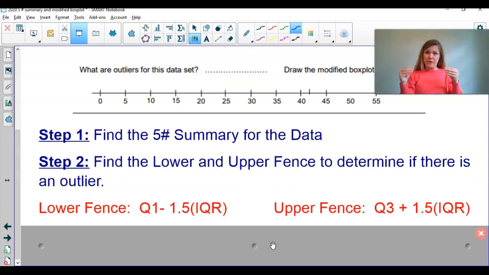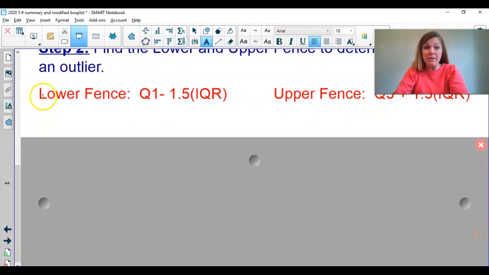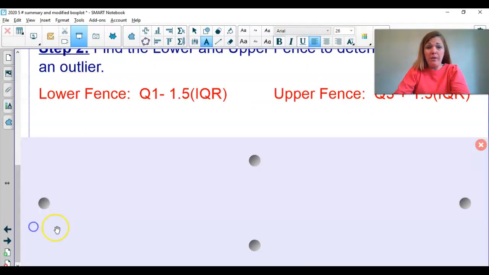Write down these equations for me. The lower fence is equal to quartile 1 minus 1.5 times the IQR. The upper fence is quartile 3 plus 1.5 times the IQR. Okay, so we just wrote down what the lower fence equation and the upper fence equation are. So again, some of you have never found outliers before. You're maybe sitting at home being a little confused. Just follow these steps with me. We'll get it, okay?